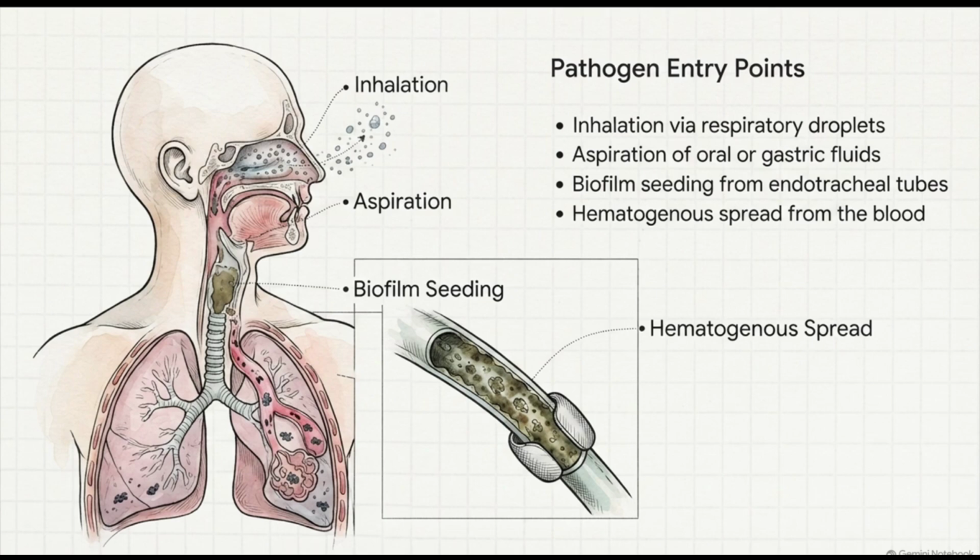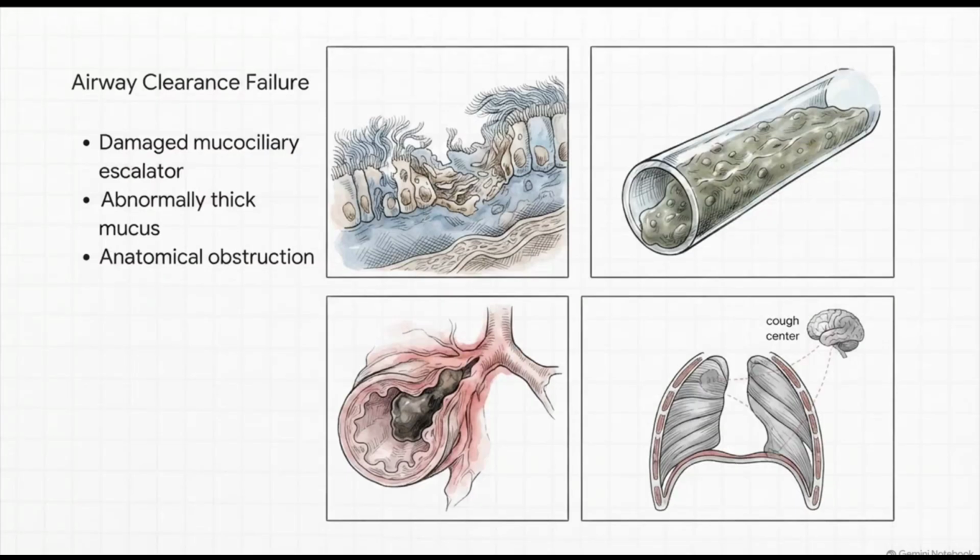This is when oral or gastric secretions literally slip down the trachea. We see this a ton in patients with reduced consciousness, strokes, or severe alcohol toxicity. We also see what's called biofilm seeding. That's where bacteria basically flick off of ventilator tubes right into the lungs. And though it's rare, hematogenous spread, where an infection already in the bloodstream, like endocarditis, seeds directly into the lung tissue. But here's the thing.